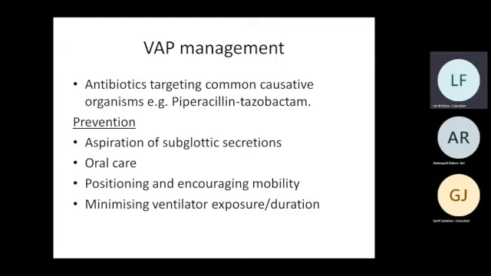The other steps are all helpful in terms of prevention of that, but you can't actually use them for the treatment. So aspiration, suctioning of your subglottic secretions, good oral care. This is all about reducing your bioburden of bugs that then get into the lungs and cause your VAP. Positioning and encouraging mobility, and minimizing ventilator exposure or duration.